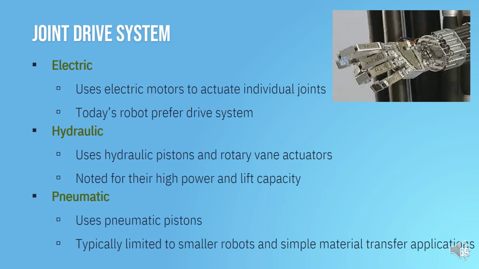If you still remember in the robot joints topic, each robot joint is driven either by electric, hydraulic, or pneumatic drive. For example, the figure in the slide shows a robot driven by a pneumatic piston. So there are three types of drive for a robot: electric, hydraulic, and pneumatic.